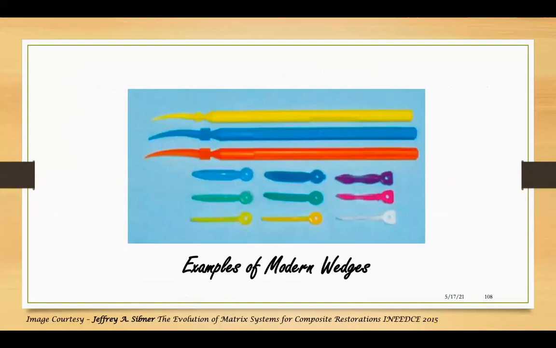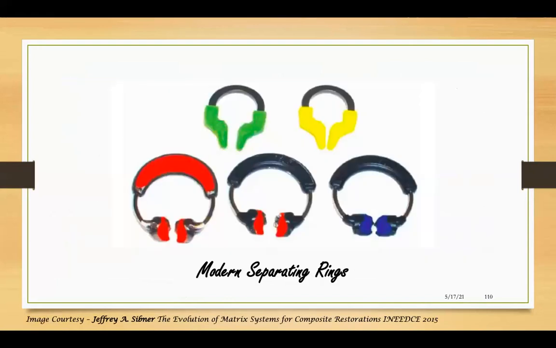These are examples of modern wedges which are available. Yes. See, now can you just imagine what all development and advancement has happened over the period of time? Modern separating rings, just like Palodent, we have 10,000 available out there.